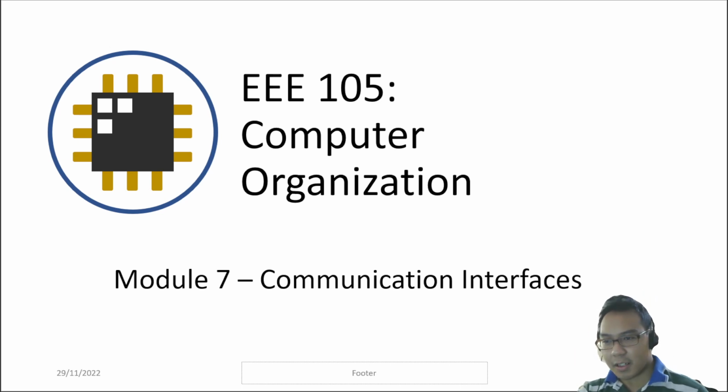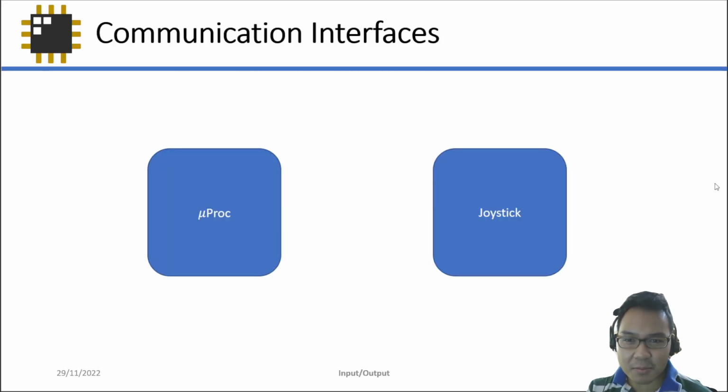Okay, hello everyone. So for the last lecture of EEE 105, let's talk about communication interfaces. So why do we need communication interfaces? Well, let's say, for example, let's create the simplest way that we could interact with a joystick from our created microprocessor.